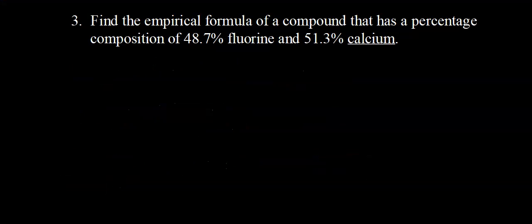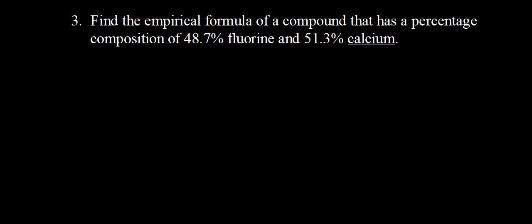All right, let's take a look at the next one. It says find the empirical formula of a compound that has a percentage composition. So this time we're given the percent. Again, this is percent by mass of each element in the compound. 48.7% fluorine and 51.3% calcium. Again, it's important to understand that these are percents by mass.